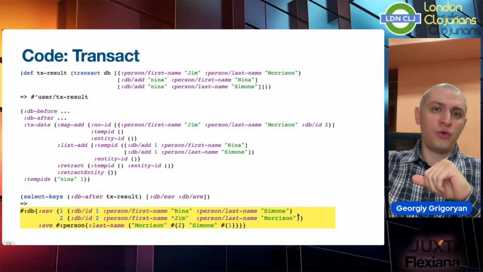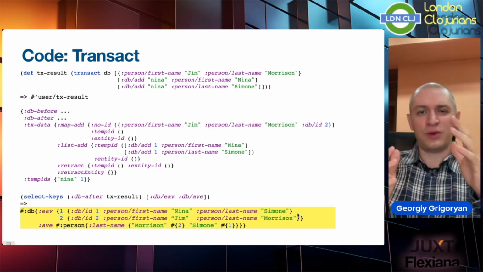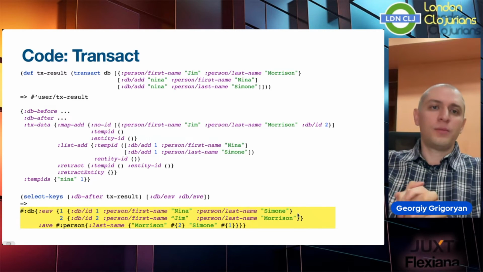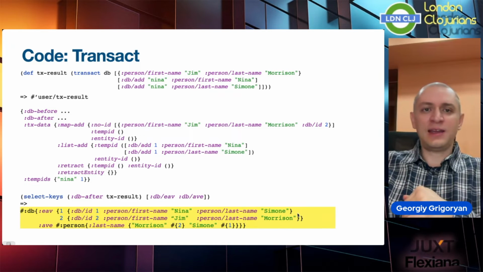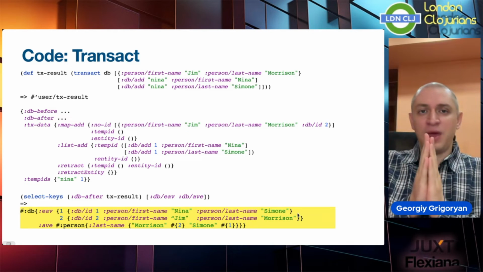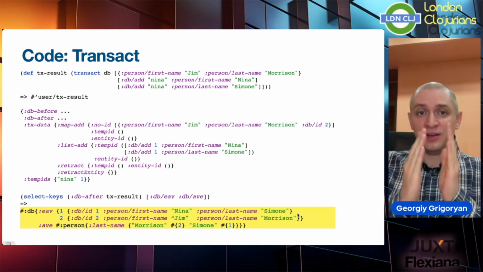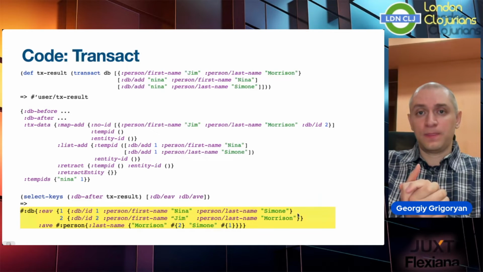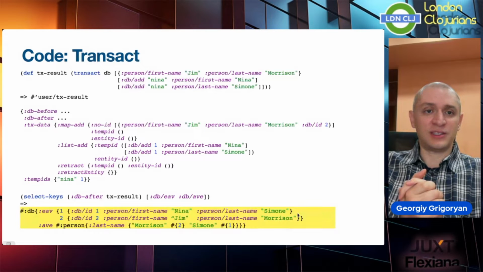So just a bit more code, just to, again, get a feel for it. We don't have to read all through this. But right at the top there, we're going to transact into our empty database. And we're going to have a transaction data. The first thing is a map. This is Jim Morrison, first name, last name. And then we have Nina Simone, sort of expressed as two vectors that have in the second position the string Nina, which is your temp ID. And then we have the other attributes there. First name Nina, last name Simone.